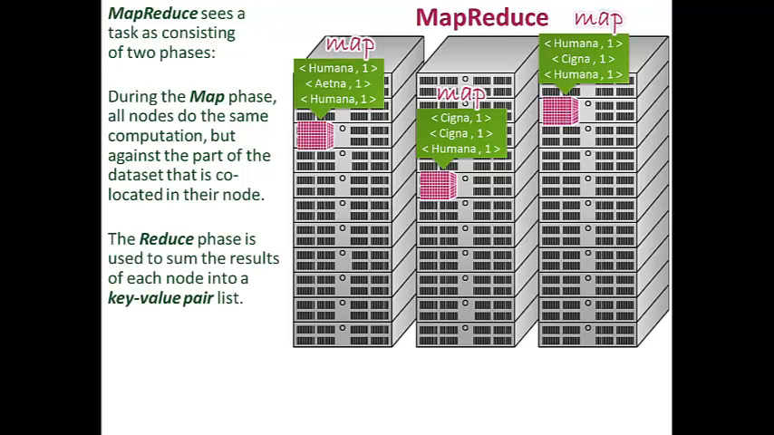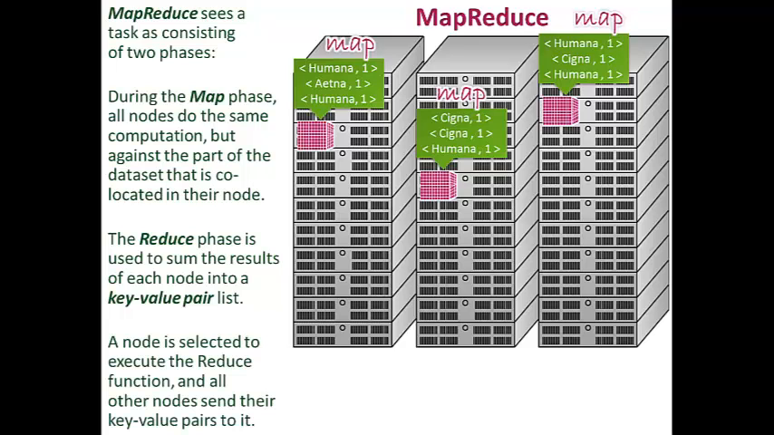The reduce phase is used to sum the results obtained by each node to reduce the output of the map functions to a single list of key-value pairs. A node is selected to execute the reduce function, and all other nodes send their key-value pair list to the designated reduce node. So you see here, the reduce function's output is a summary of the number of times each word was counted by all of the maps.